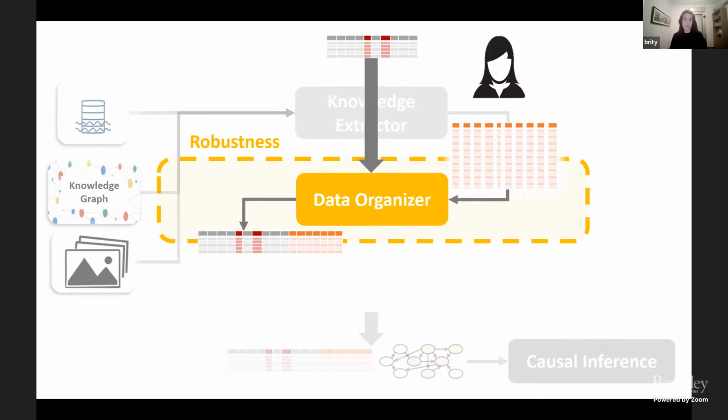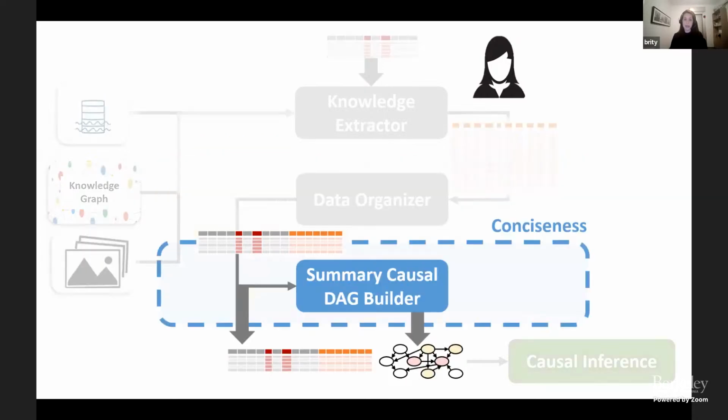The data organizer is the model that wants to account for the robustness challenge. And then we have the summary causal DAG builder in order to build this summarized causal DAG, which will be easier to work with.